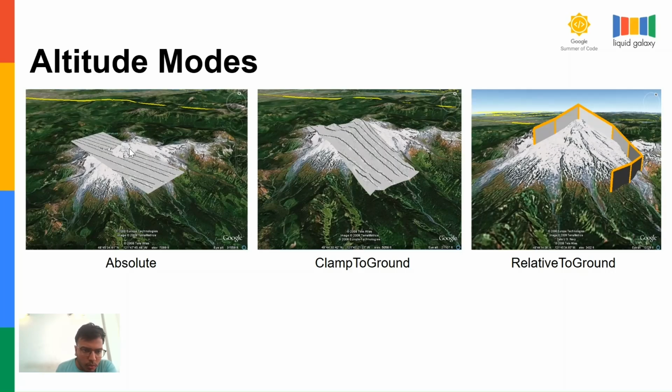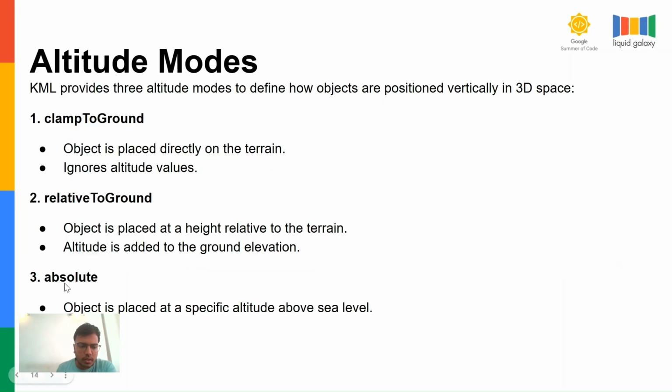We can see that the mountain is cutting over the object because we are just placing it at a certain altitude. There's no control or option for us to decide how we are going to present this. So this is the simple version of the altitude mode. The object is placed at a specific altitude above sea level. There's nothing we can do relative to the position of the ground. The other modes are clamp to ground and relative to ground.